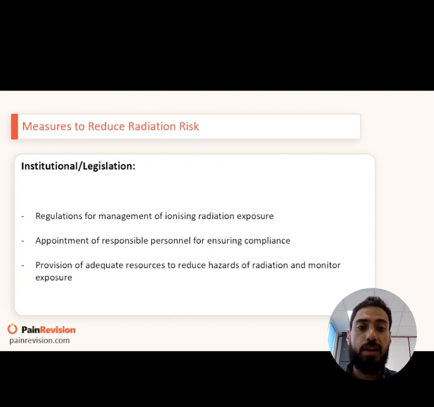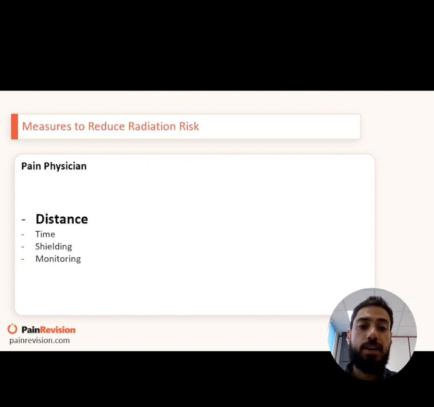So having regular servicing of the lead equipment, making sure that they are available to the people being exposed to ionizing radiation, and so on. And then you have physician factors. These are distance, which is the most important, time, shielding, and monitoring. So the more distance you have from the X-ray source, the better. The less time you have producing ionizing radiation through the C-arm, the better.